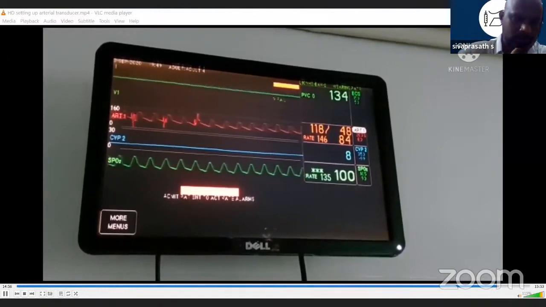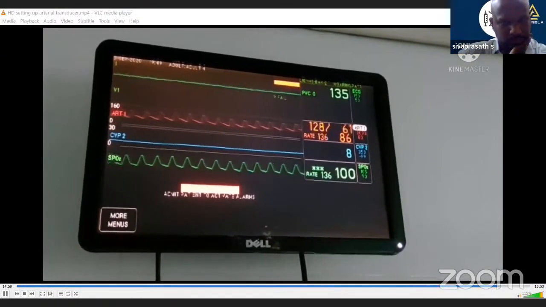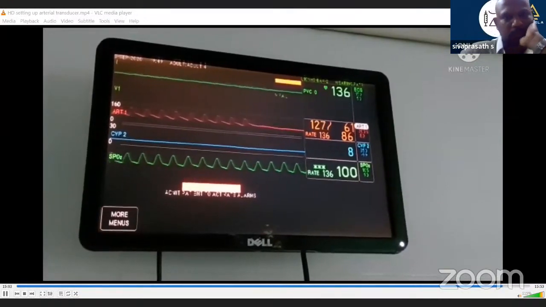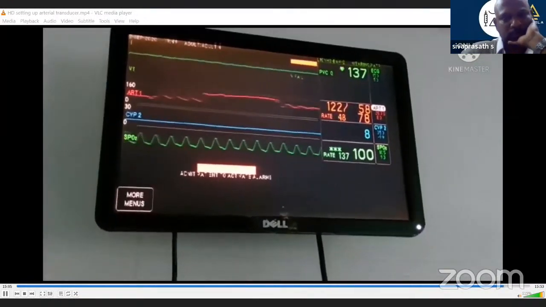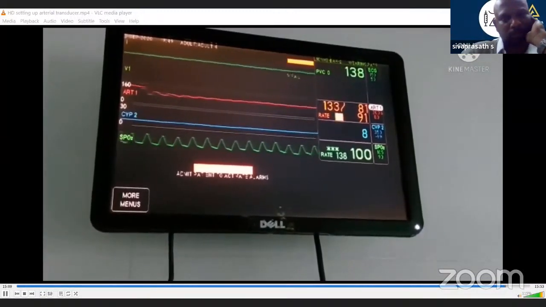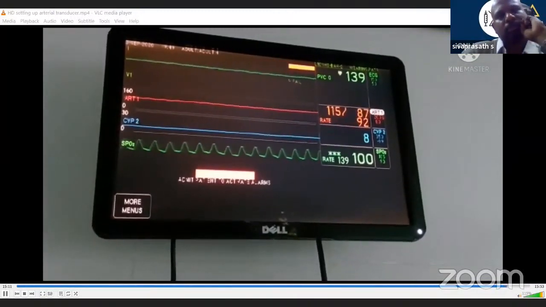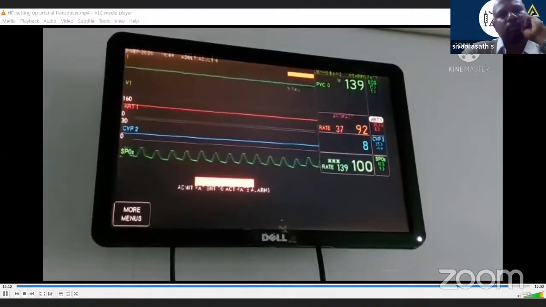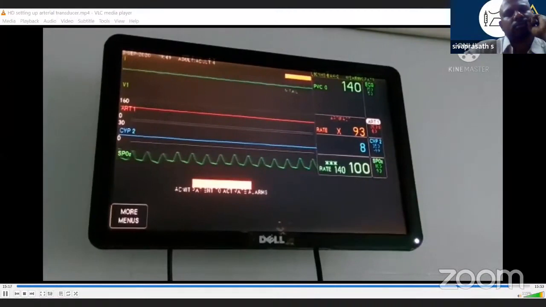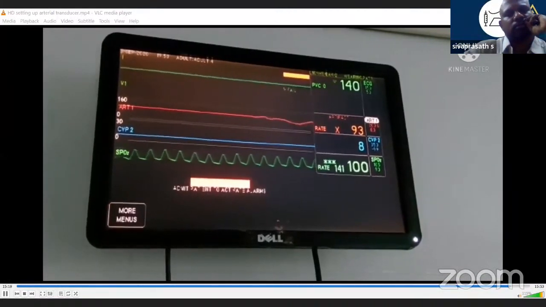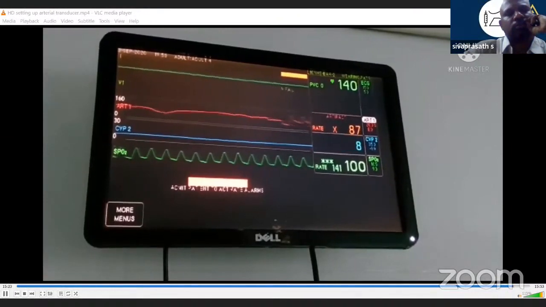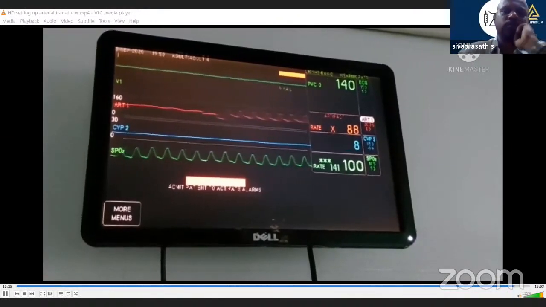At the same time, if you want to see the effect of over damping, introducing a small bubble into the transducer system will over damp it. See, this is an over damped wave. The characteristics of the systolic upstroke, the dicrotic notch, everything is gone and the BP has come down. If I remove the air bubble again, you will get the normal. So this is the normal wave.